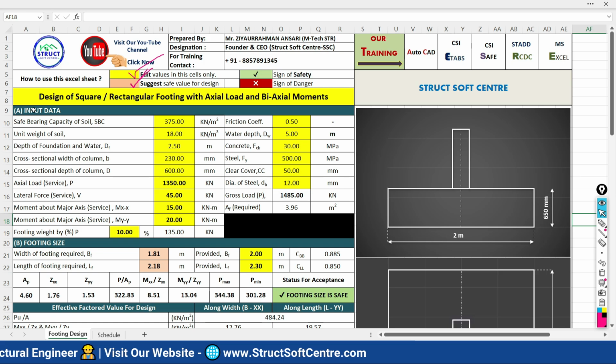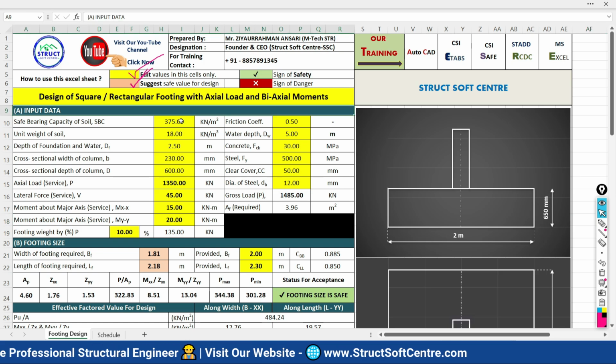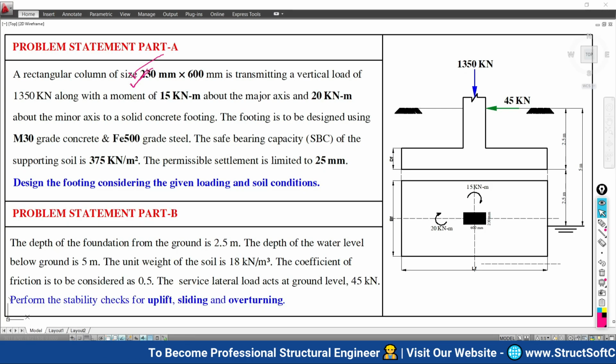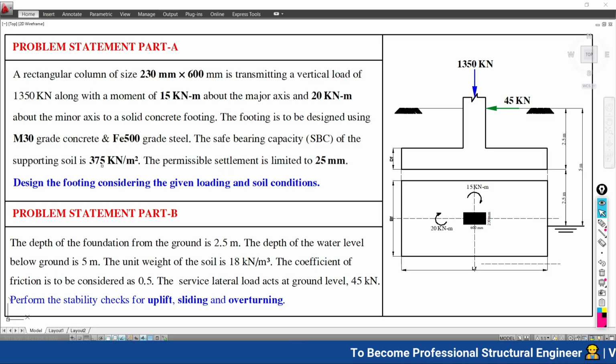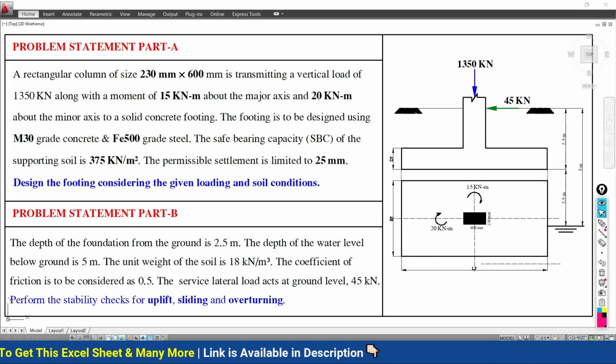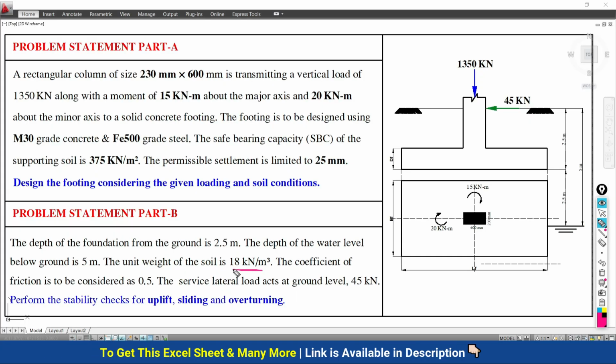Now here we have to define the data that we have given in our problem statement. In the problem statement, the first thing the sheet is asking is, what is the SBC of the soil? The SBC of the soil is given as 375, so I am going to put 375 here. Next, what is the unit weight of the soil? The unit weight of the soil is given in our problem statement as 18 kilonewton per meter cube.